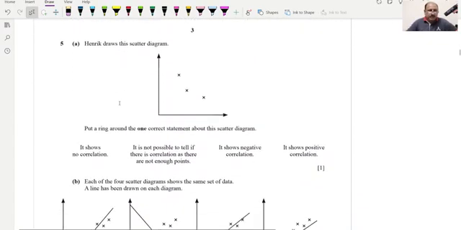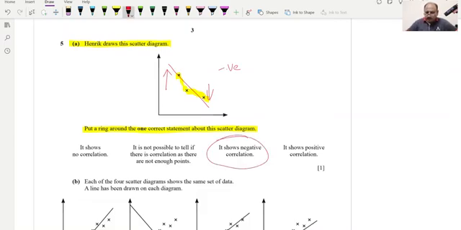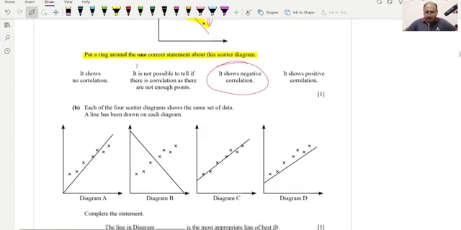Question number 5 says Henrik draws this scatter graph. Put a ring around one correct statement about this graph. These are the points, and for this one we can see that this is negative correlation, because the right side is down and the left side is up. So the statement that it shows negative correlation will be correct.